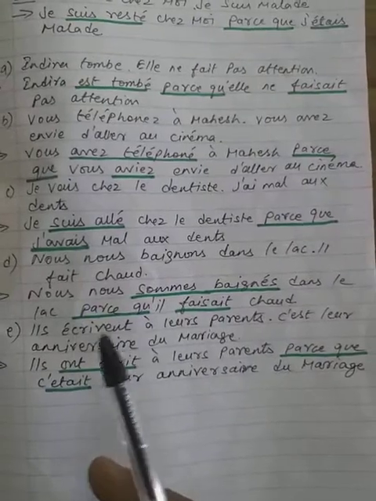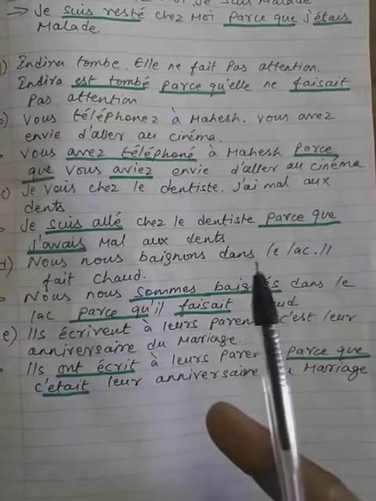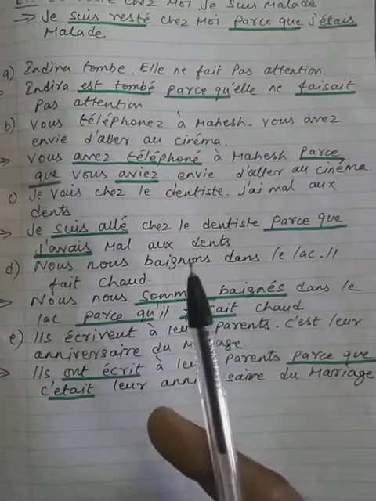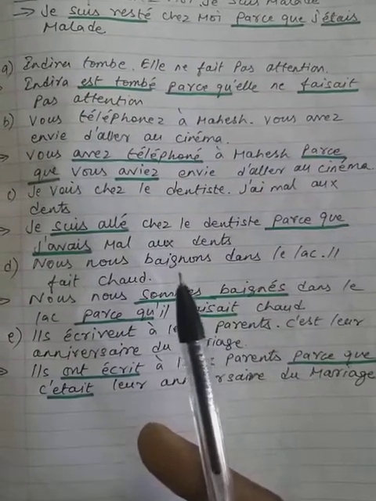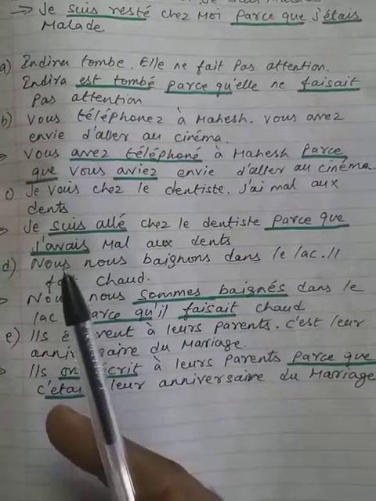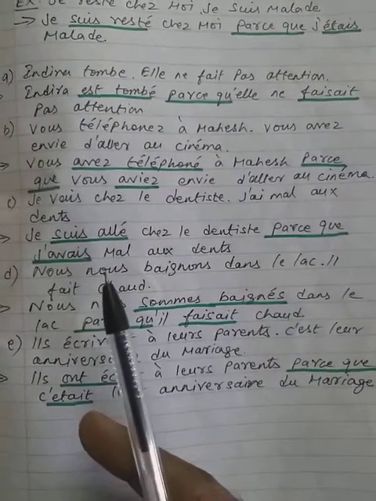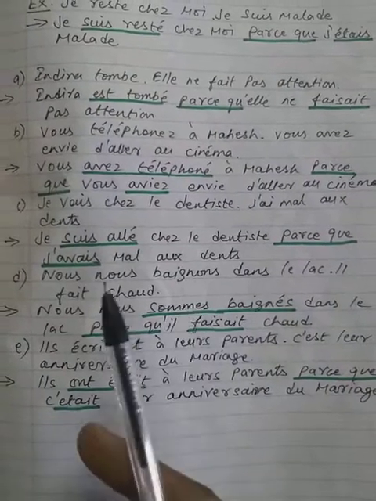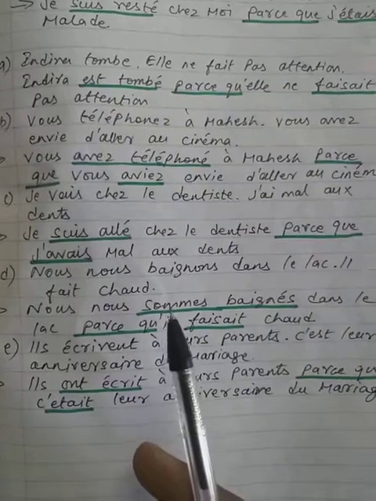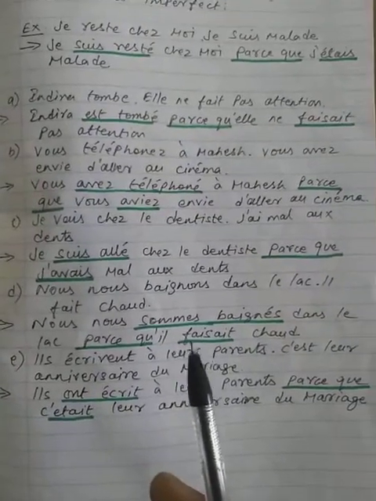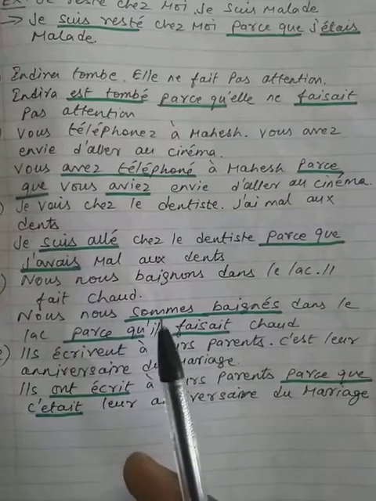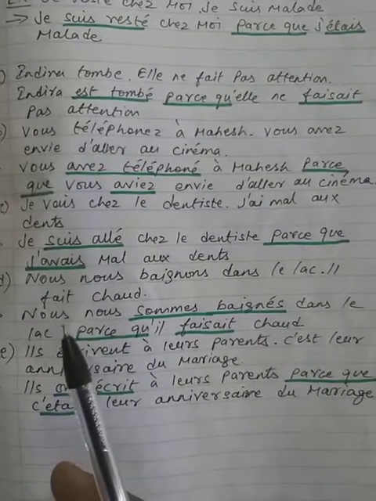Now, fourth question. Nous nous baignons dans le lac. Il fait chaud. What is the verb used there? Baigner, but the pronominal verb. So look here: subject, pronoun, then verb. Given in the present tense, you have to convert this into past tense. For all the pronominal verbs, auxiliary verb is être. So you have to use the être verb conjugation for nous.